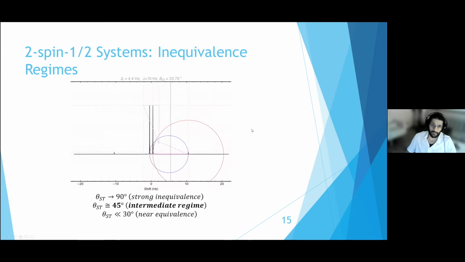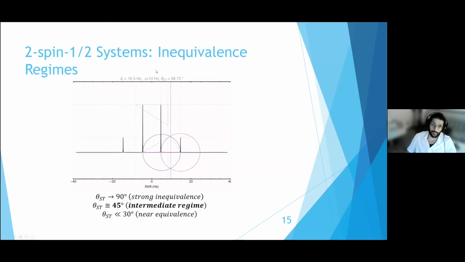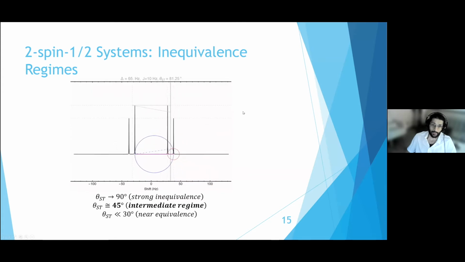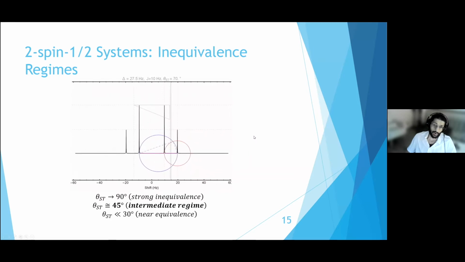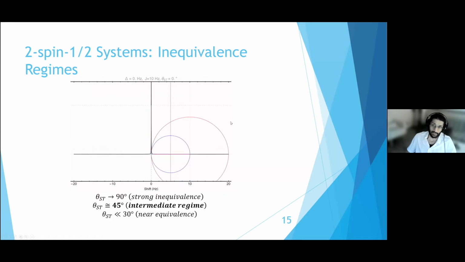So here's just an animation showing what all of these different inequivalence regimes look like. So you can see the singlet triplet mixing angle here. And we're gradually increasing the chemical shift difference in a spin system simulation with a fixed J coupling of 10 Hertz. And you can see us going all the way from pseudo A2, almost equivalent systems, to intermediate equivalence, to, let's say, a strong inequivalence. And for all of these systems, you have different solutions when it comes to generating singlet order.